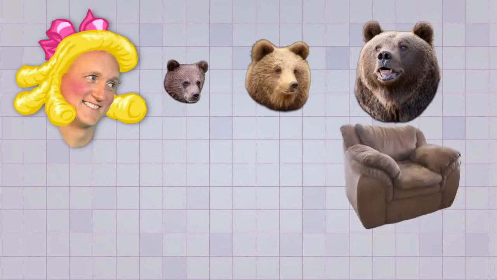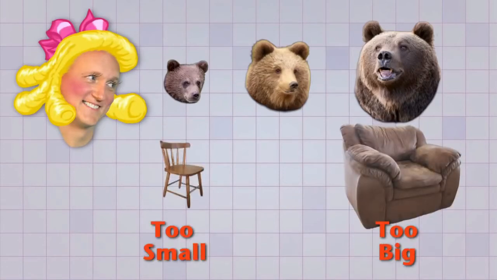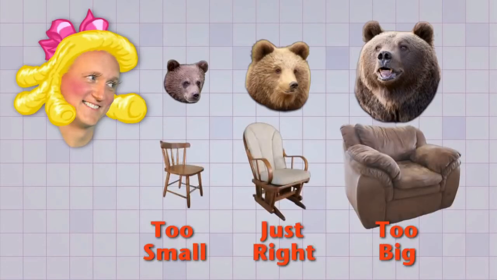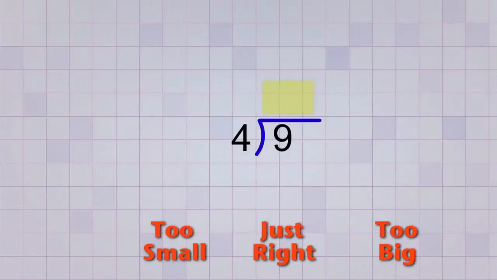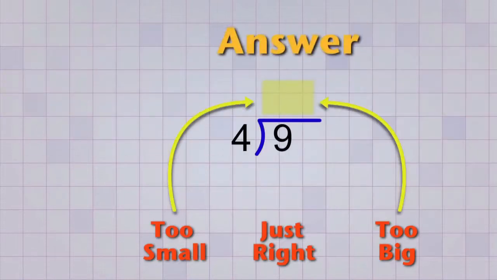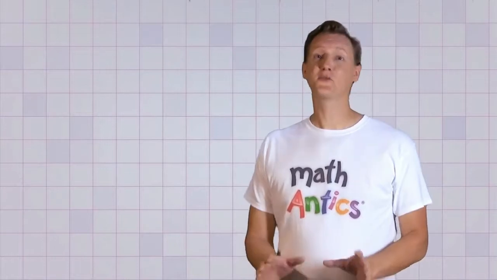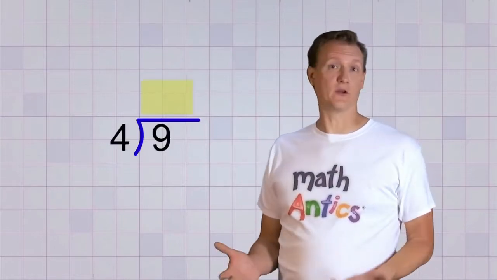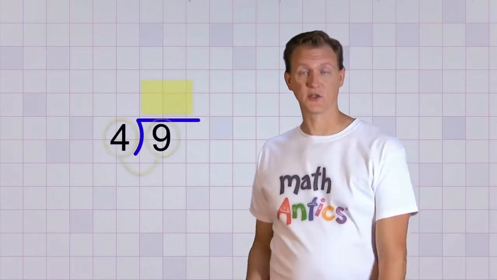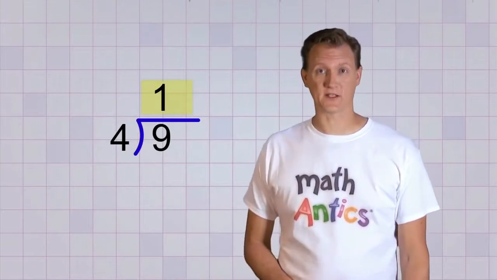Do you remember the story of Goldilocks and the 3 bears? How one chair was too big and one chair was too small, but the other chair was just right. Well, it's the same way with our division problem. If I choose an answer that's too big or too small, it'll cause trouble for me. Here's what I mean. Let's say that I decide that I only need 1 4 to make 9. So I'll write a 1 up here in the spot for the answer.